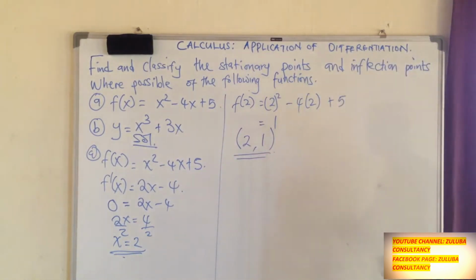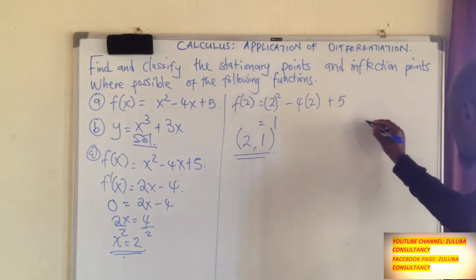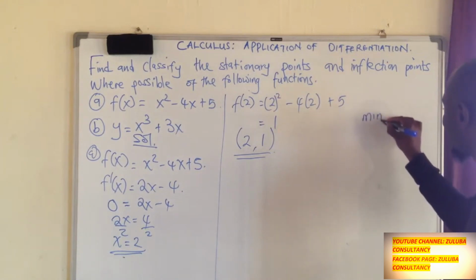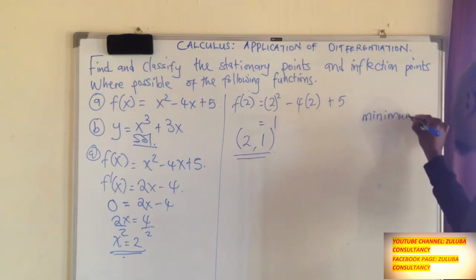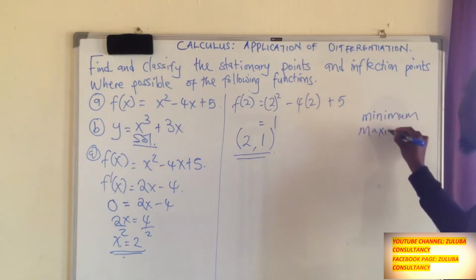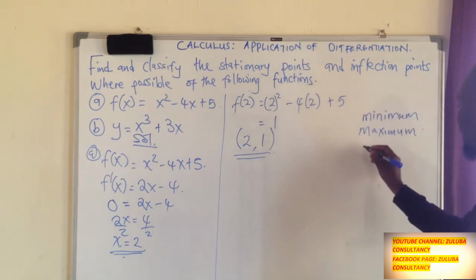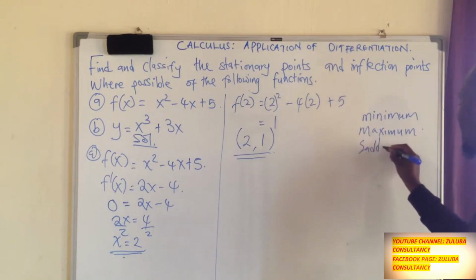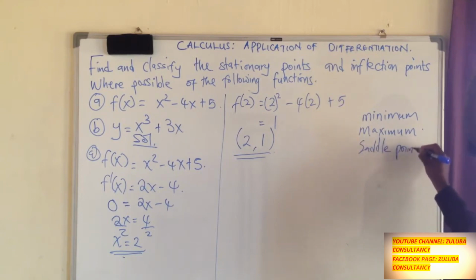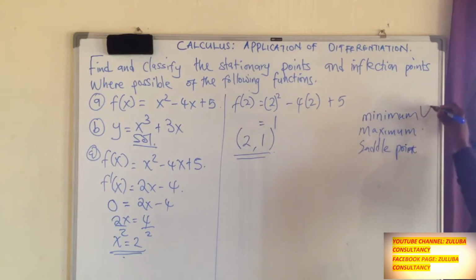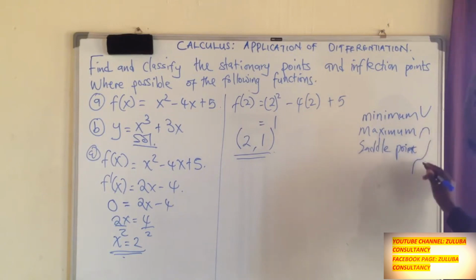Now we have to find the nature of this critical point, or in other words, classify it. It can be a minimum, it can be a maximum, or it can be a point of inflection, which we also call the saddle point. The minimum looks like this one, the maximum looks like that one, the saddle point looks like that. So this point here is what we call the saddle point. It can also be the other way around.